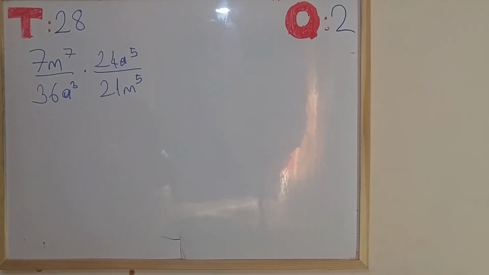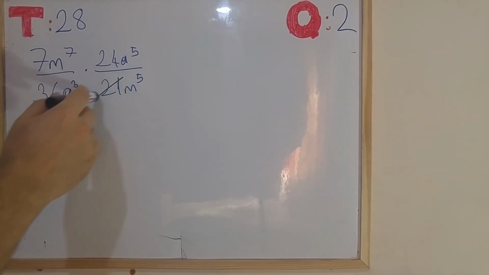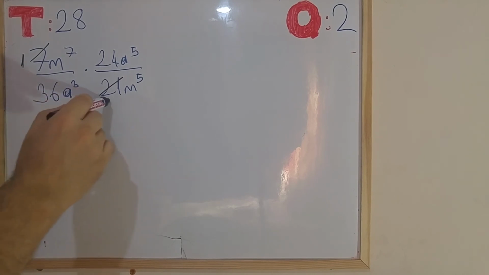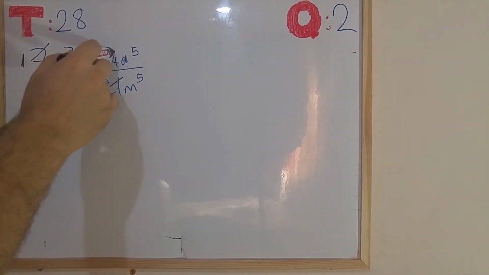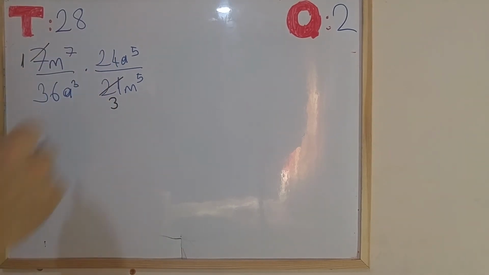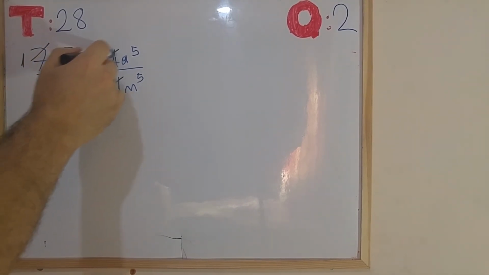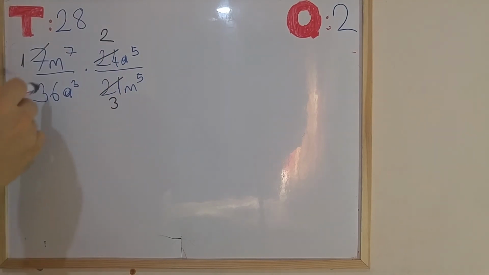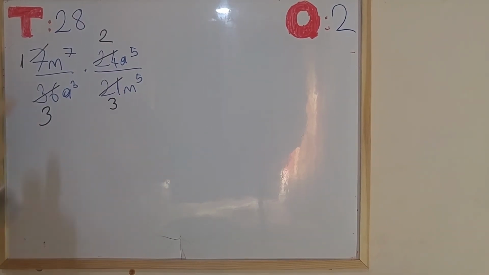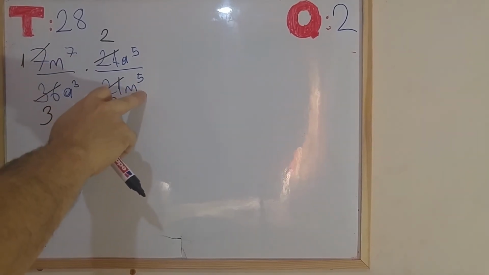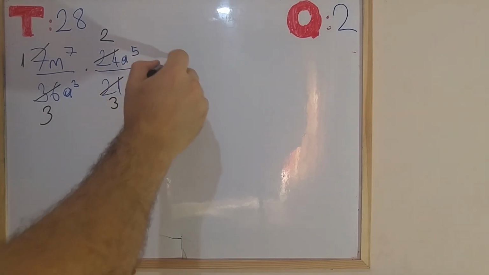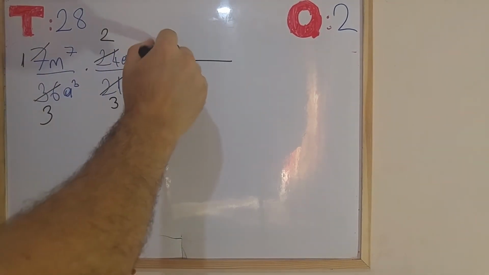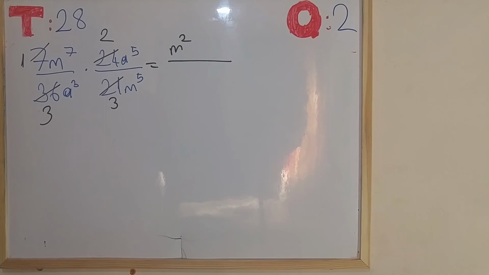Simplify these out. 21 divided by 7 is going to be 3, so I have 3 here. And when I divide 24 by 12, I'm going to have 2 here. And when I divide 36 by 12, I'm going to have 3 here. I have m to the 7, I have m to the 5 here, so it means that when I subtract 5 from 7, what I'm going to have is m squared here.